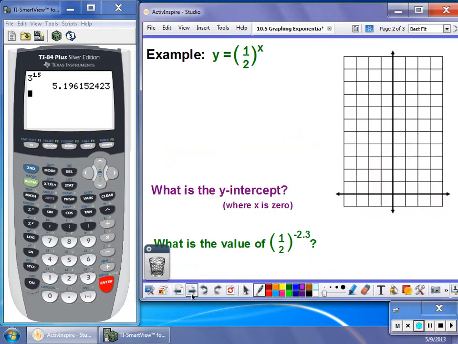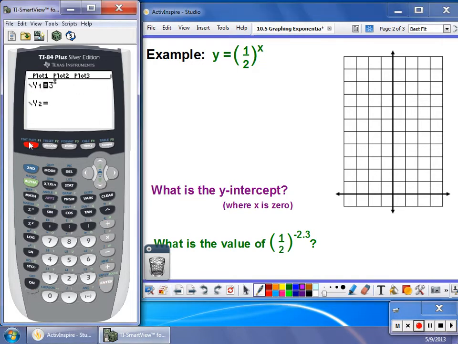Okay. Now I brought this one up because I want to show you what happens when you have a fraction raised to a power. The fraction can be entered into your calculator one of 2 ways. If you go to y equals and you want to put this into your calculator, if you're going to enter it as a fraction, make sure you put that fraction in parentheses and do 1 divided by 2.